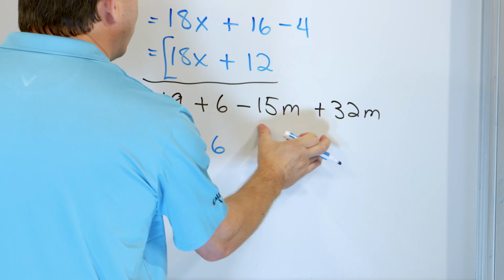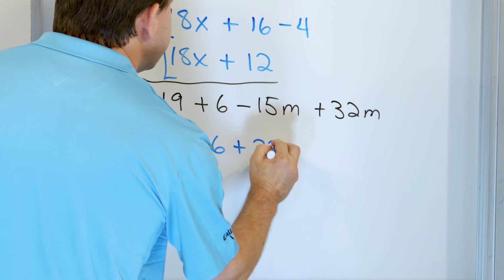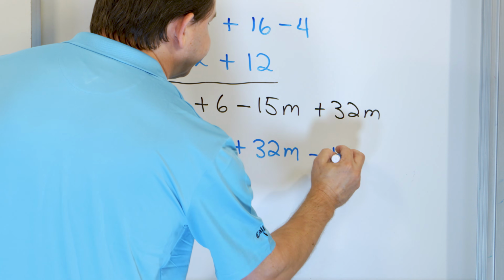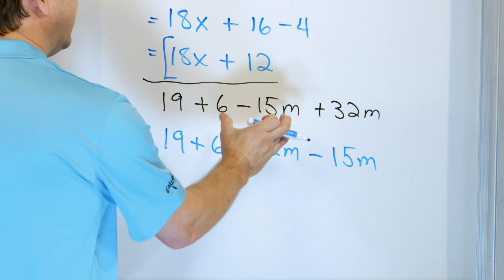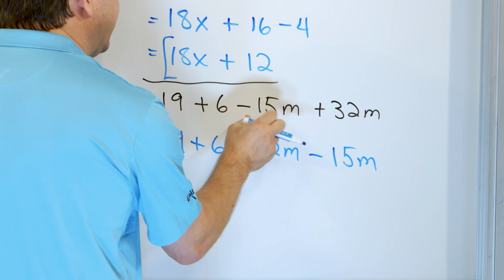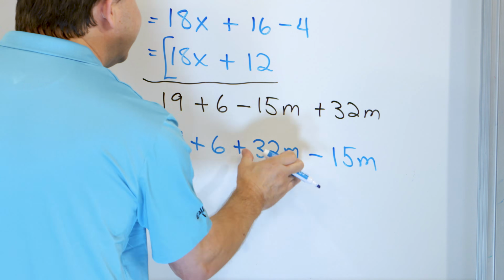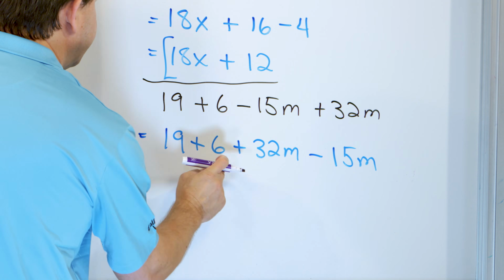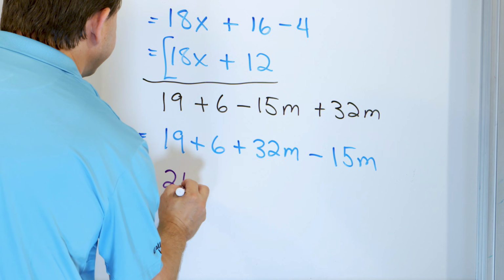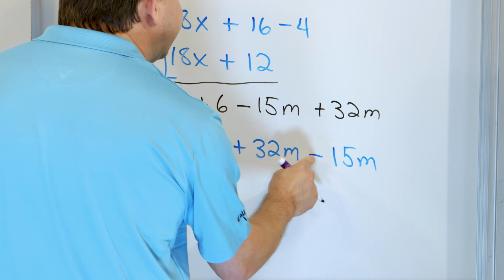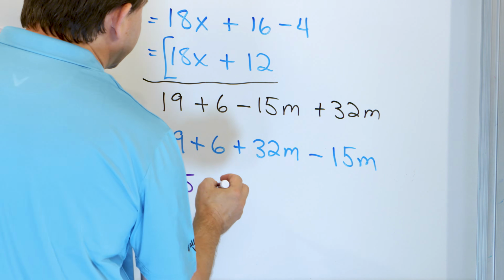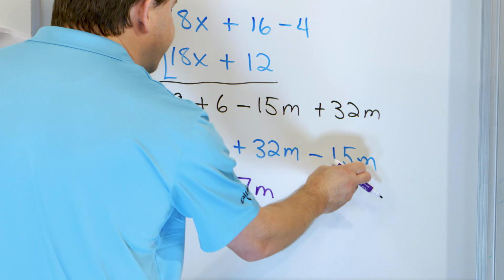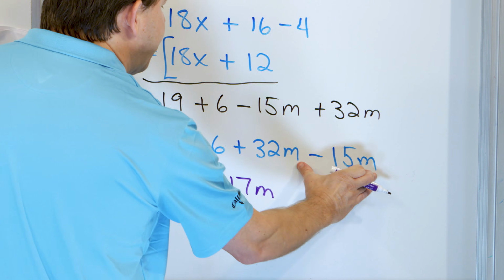We know we can rearrange the order. We can make a positive 32m here, and this minus 15m can go at the end, right? Because you can move them around as long as you take the operation or the sign that's right in front of it, like we did right there. Now it's much easier because we know that these are like terms. 19 plus 6 is 25. Right? And now we have 32 monkeys minus 15 monkeys, and that's going to work out to be positive 17 monkeys. Positive 32 minus 15 gives you positive 17, and we're talking about monkeys.